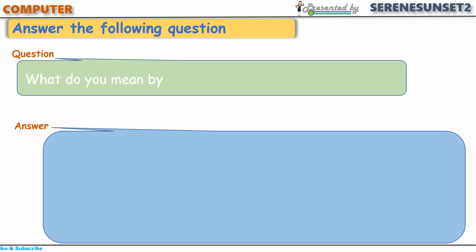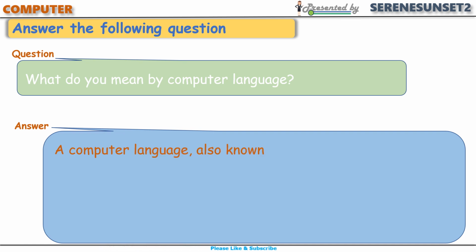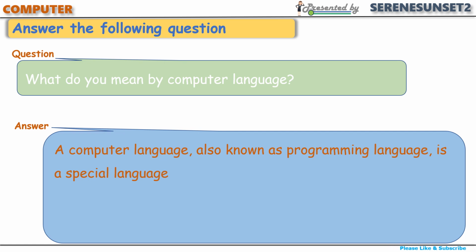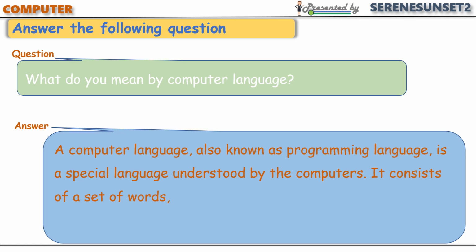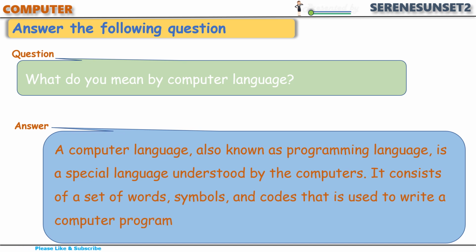What do you mean by computer language? A computer language, also known as programming language, is a special language understood by computers. It consists of a set of words, symbols, and codes that is used to write a computer program.